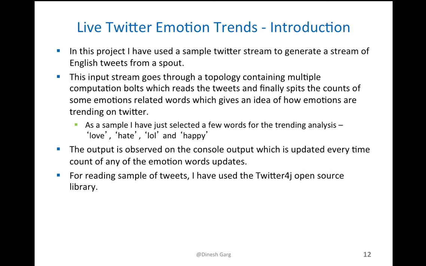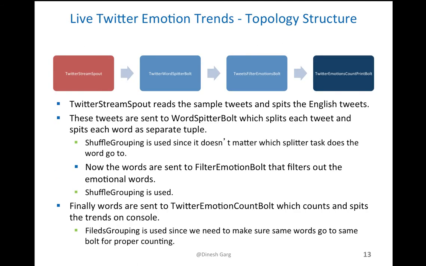The output that we will be observing on the console is updated every time the count of any of the emotion words updates. And as I mentioned, for reading the sample of tweets, I've used the Twitter4j open source library. So this is how my topology looks. There is a spout that reads from the sample Twitter stream, which goes to a bolt which splits each tweet into words, and then there is another bolt which filters out the emotion-specific words, and then the final bolt keeps the count of the words and prints that count on the console.